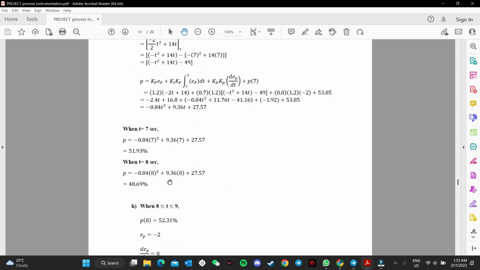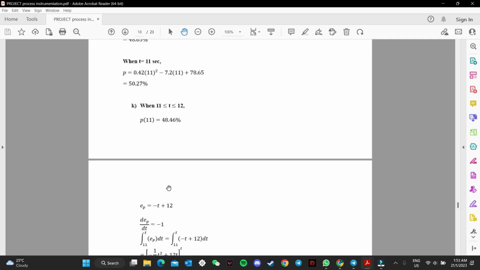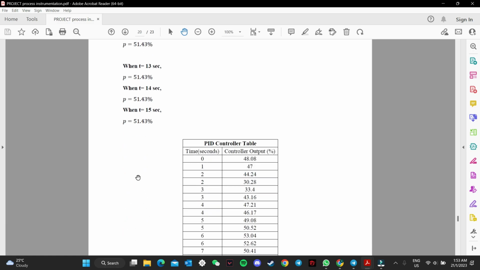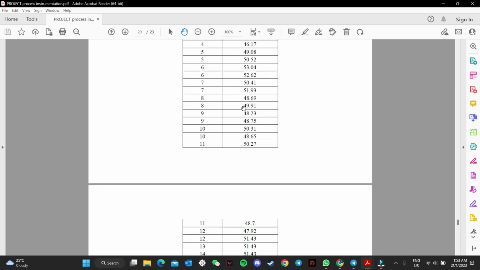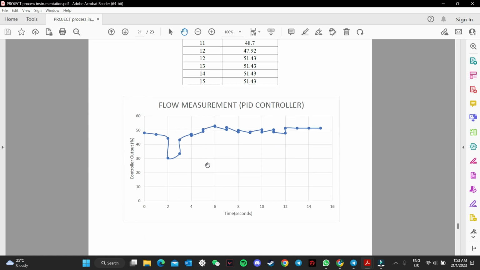So we will obtain the value like this. When the time equals 15 seconds, we will obtain the proportion output equal to 51.43. After that, we also tabulate all the data that we calculated in this table. So example like this, and also we will transfer all this data into this graph. This is how the PID controller graph pattern looks. So that's all for me. Thank you.